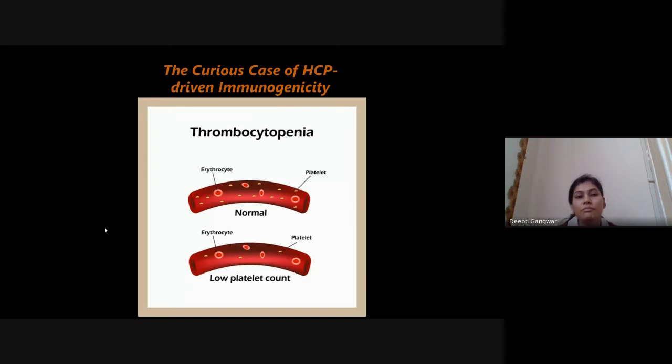To understand this, let me bring you to this particular case of HCP driven immunogenicity. During COVID, most of us must have heard that there were certain blood clots that people were facing after the vaccine. The moment they took the vaccine, certain hours later, there were certain cases where blood clots were reported from certain patients.